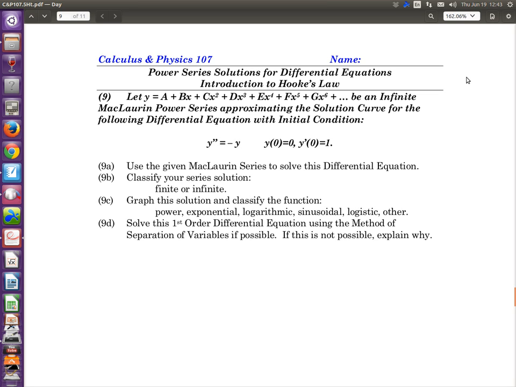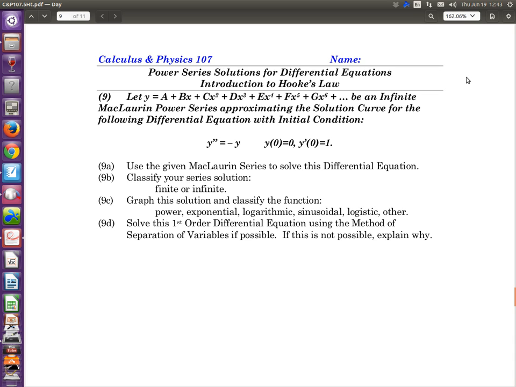Let y equal a plus bx plus cx squared of MacLaurin series, approximating the solution curve for this differential equation. Y double prime equals negative y. All right, and since it's a second order differential equation, we have two initial conditions. Y of 0 is 0 and y prime of 0 is 1, or maybe we could use two boundary conditions. All right, so use the given MacLaurin series to solve this differential equation.